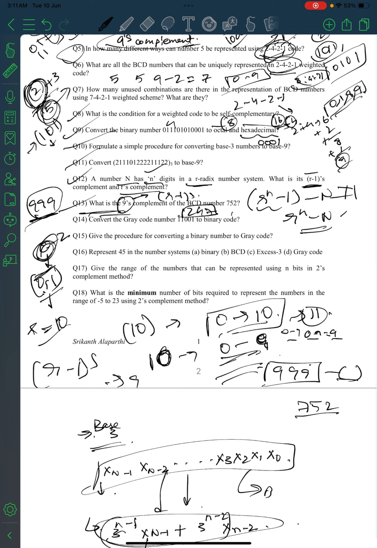Convert the gray code number 11001. Let me remove this entire.